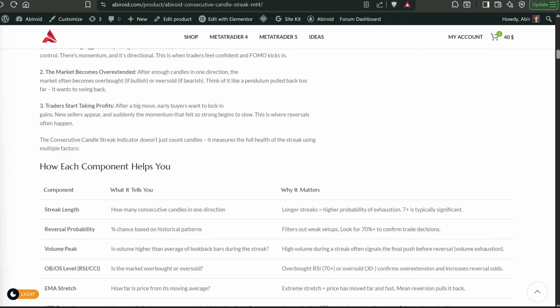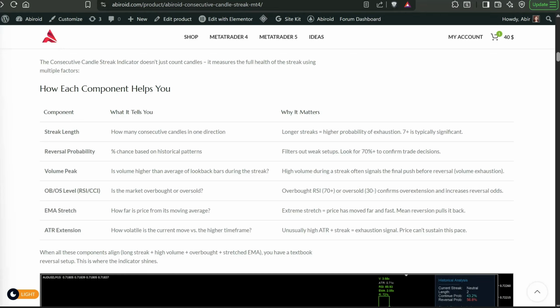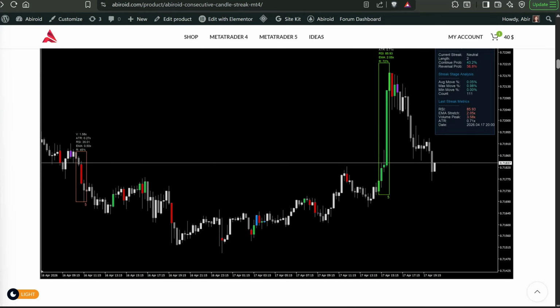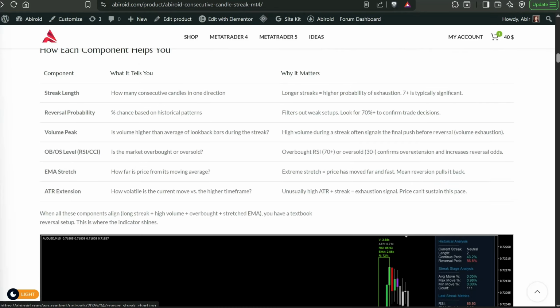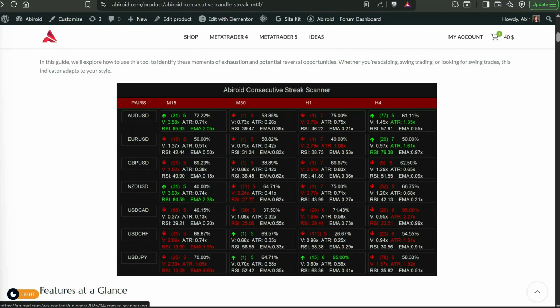The product package will contain two indicators. One will be this consecutive candles indicator, and the second one will be the scanner dashboard. Both of these together will help you find the best possible trades.